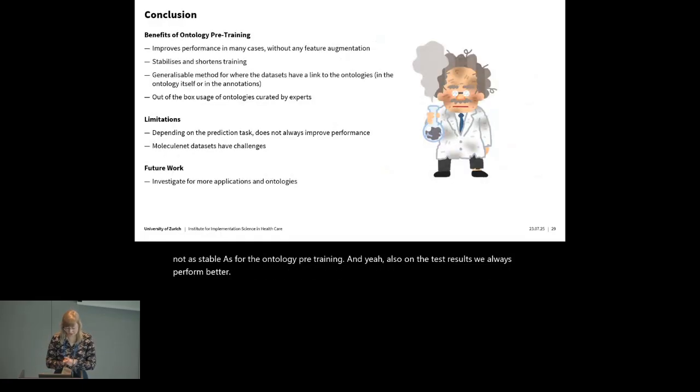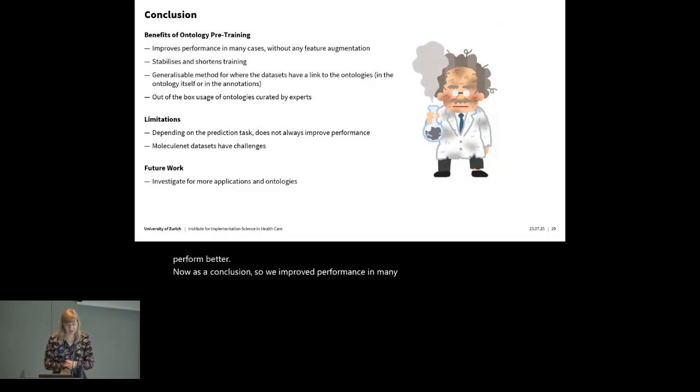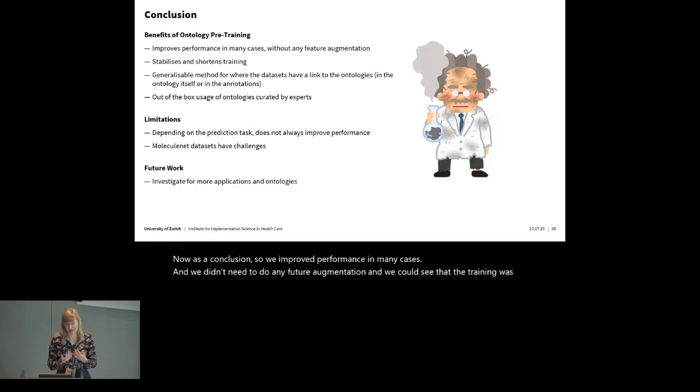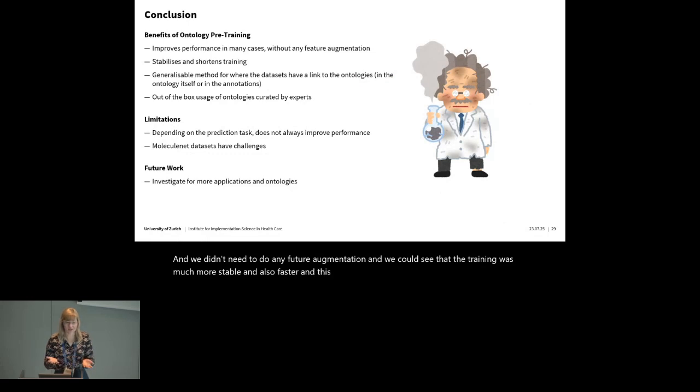Now, as a conclusion, we improved performance in many cases, and we didn't need to do any feature augmentation. And we could see that the training was much more stable and also faster. And this method, you can generalize it to other applications as long as you have a link between the ontology you are using and your data. And it's a very easy out-of-the-box usable method and easily incorporates expert knowledge.